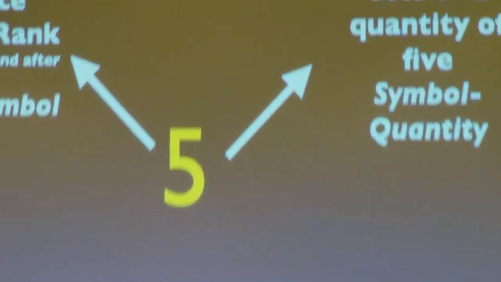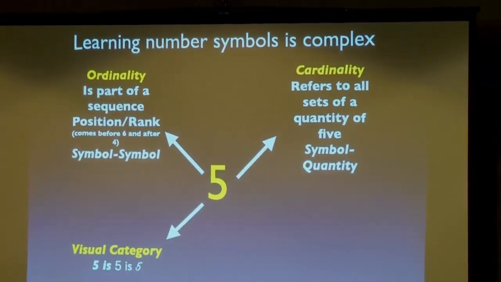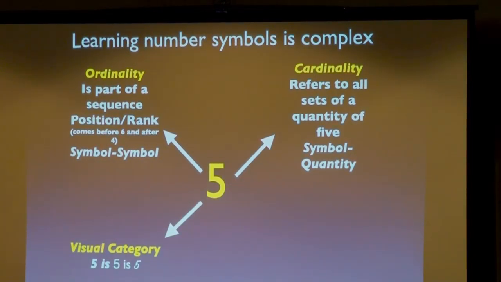And then they have to learn that this numerical symbol refers to all sets of a quantity of 5, the symbol-quantity relationship, sometimes what we call cardinality. They also have to learn that the symbol is part of an ordered sequence and therefore carries positional rank information. And we know from research that children sometimes have great difficulties integrating these two concepts with one another, for example. They also have to learn, just like in reading, that this 5 is part of a visual category, and therefore, regardless of how badly you write it, regardless of what font size, what font type you use, it is still referring to the same underlying construct.